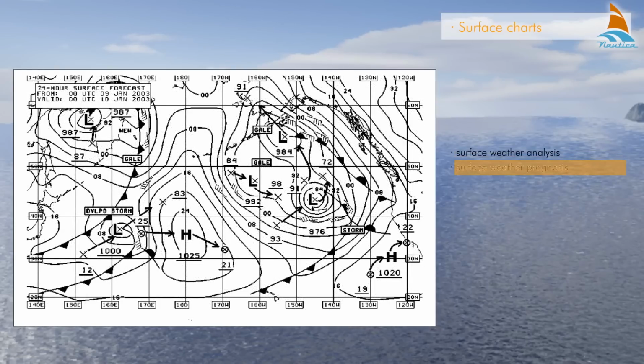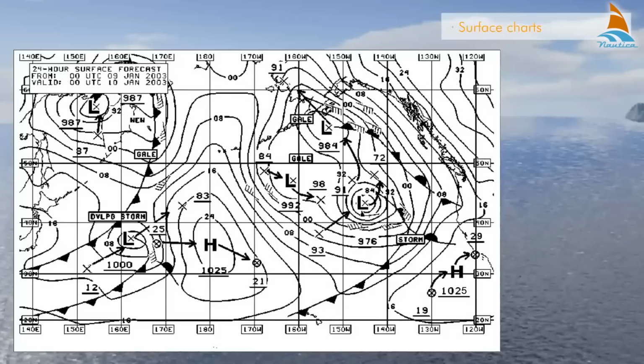The surface weather prognosis shows future weather patterns on a 12, 24, 36 and sometimes even a 72-hour forecast basis. Here's an example of a 24-hour surface forecast chart. On this chart we can see the isobar lines, warm and cold fronts, the central pressure millibar values of synoptic scale lows and highs, and their position in 24 hours.